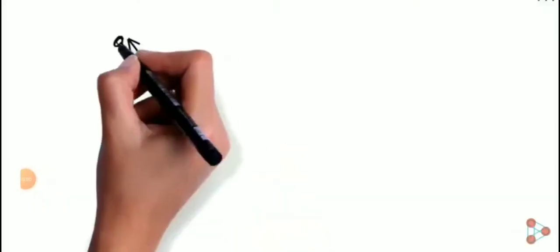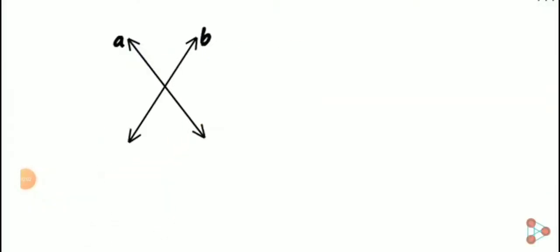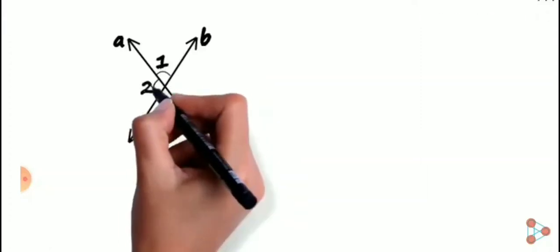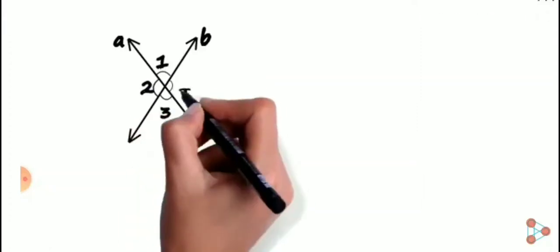Two intersecting lines A and B. How many angles are formed when two lines intersect? You can see that four angles are formed: angle 1, angle 2, angle 3 and angle 4.